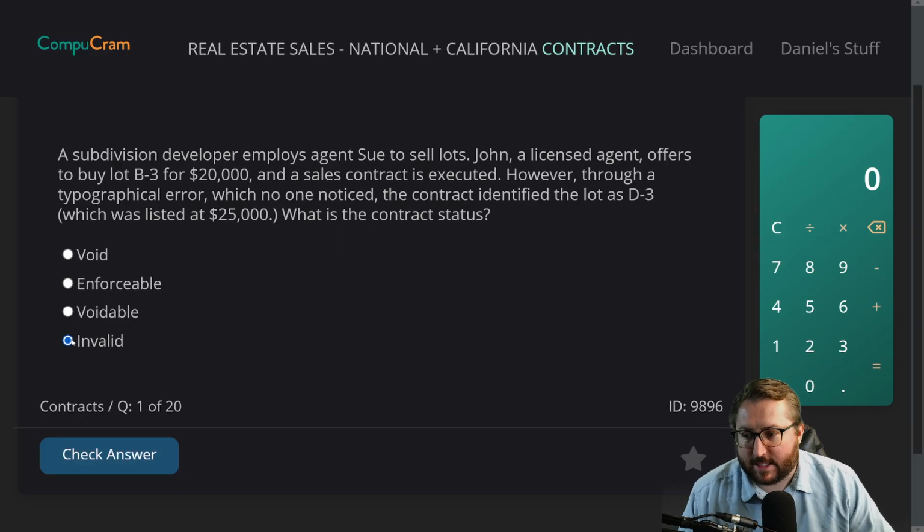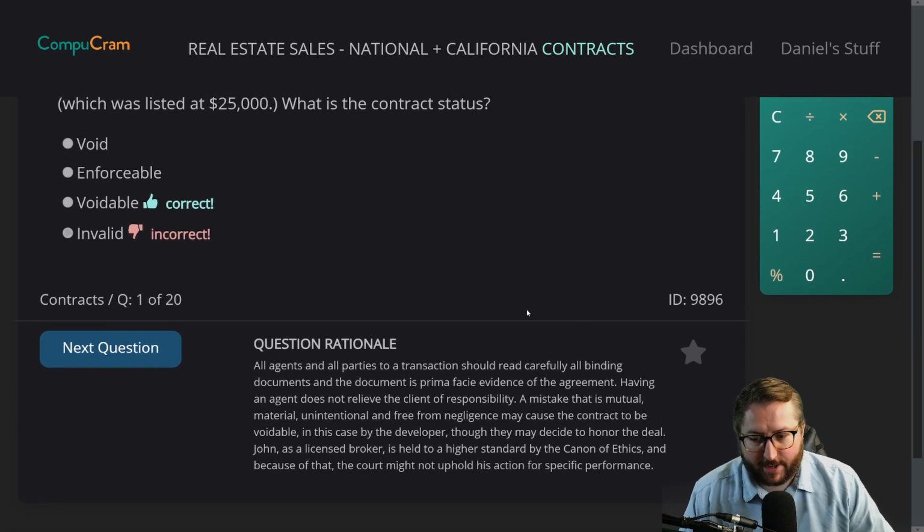I want to say it's invalid right off the bat. Void and voidable, or void. Voidable seems like you have a choice. Enforceable seems like you have a choice. But since they did the typographical error, they're going to have to do a whole new contract. So let's check it. Oh, voidable. There you go. The correct answer was C, voidable.